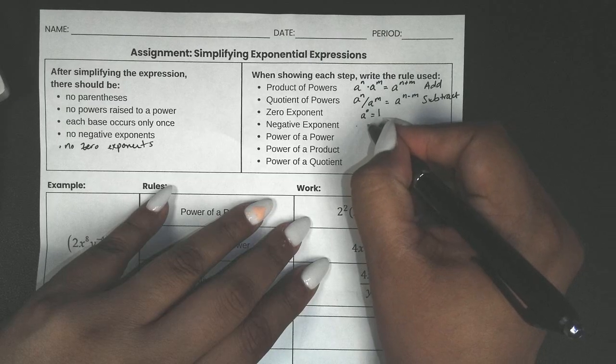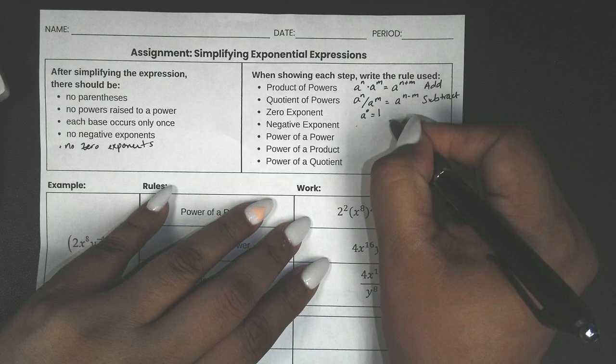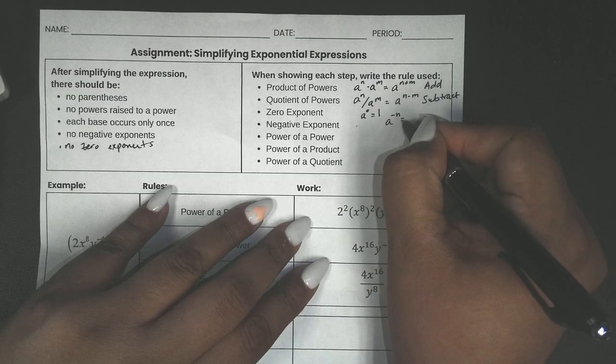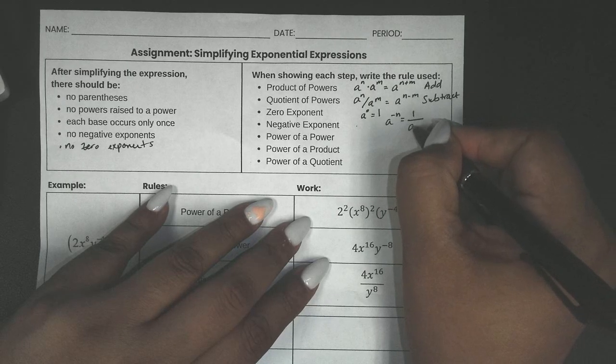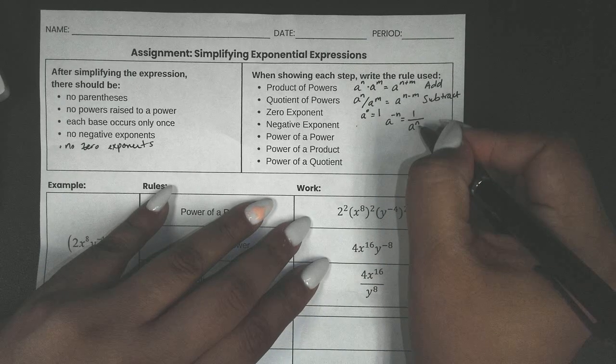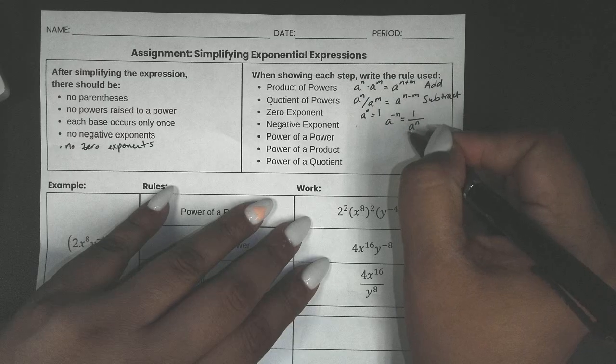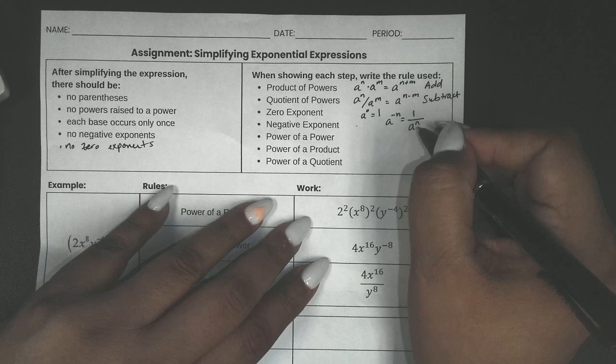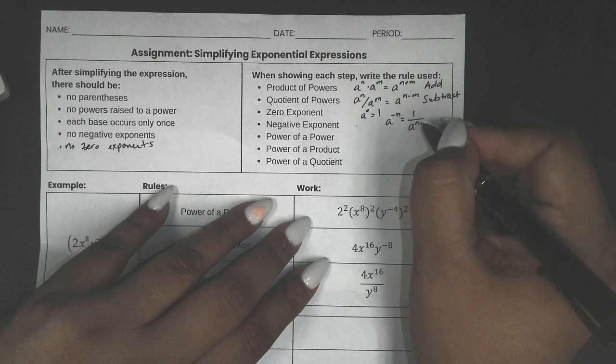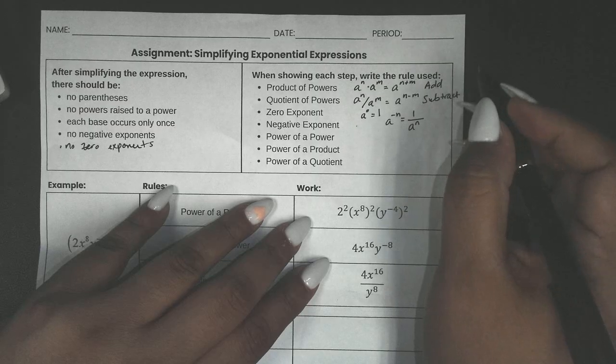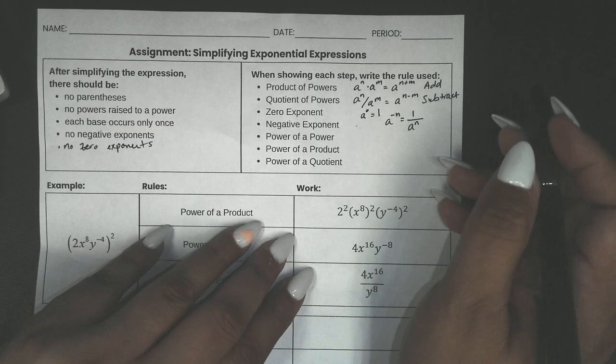Negative exponent says that if I have a to the negative n, then you have to bring it to the denominator and make that exponent positive. Do not change the sign of the a. The a, this number down here, is dependent on what this exponent is and what a is, obviously.